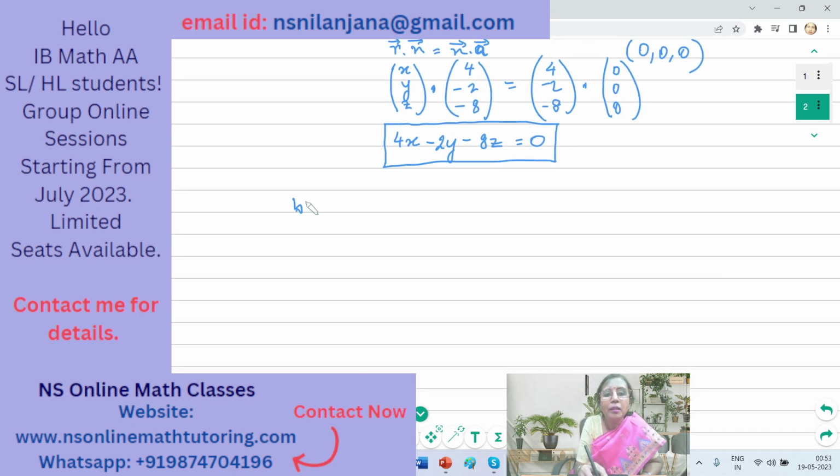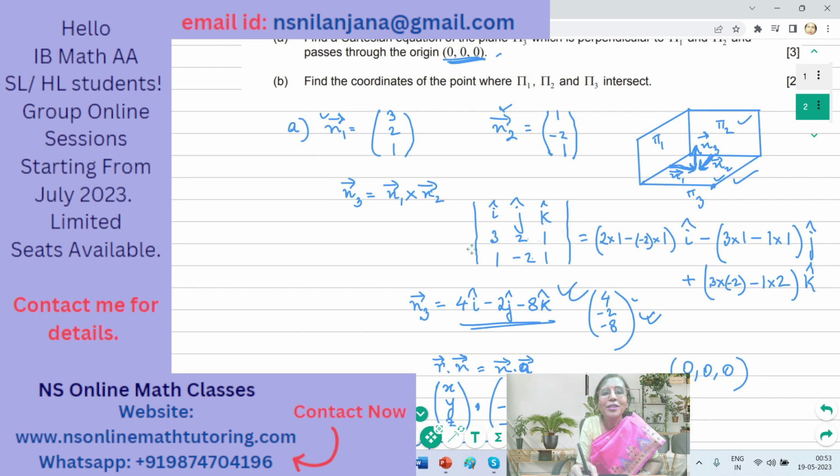Subpart B. Over here I'm seeing 4x minus 2y minus 8z equal to 0. You can divide this entire equation by 2 as well, so you can keep the answer in this form. No harm, no mark will get deducted. Or else you may write this as x minus y minus 4z equal to 0. Even if you write this, you don't lose any mark.